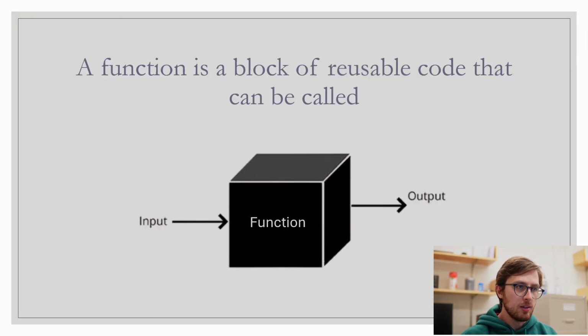Okay, so starting from the beginning, a function is a block of reusable code that can be called. This is to avoid multiple repeated lines. As you can see, you can receive an input, there are some processes going on in a black box that could be a function, and you receive an output. So we're going to learn how to implement this in C++.